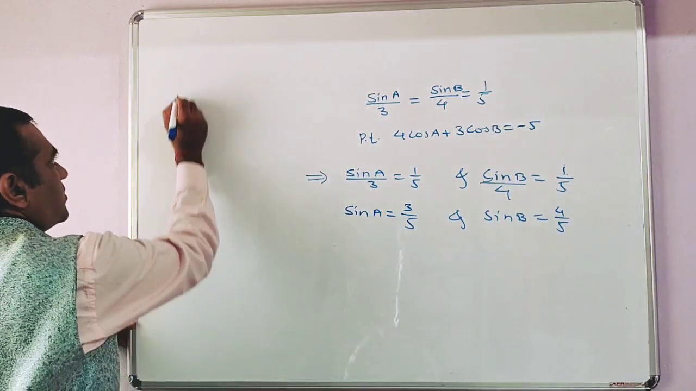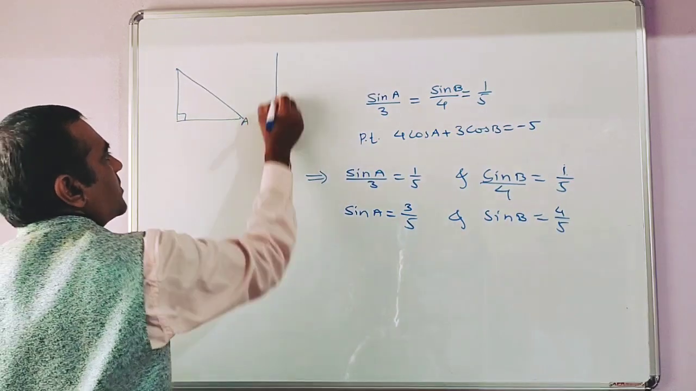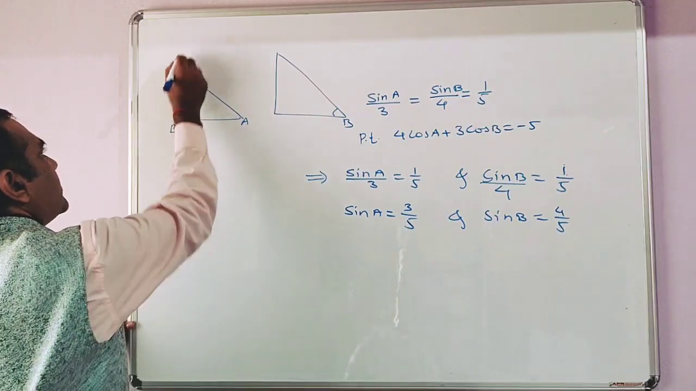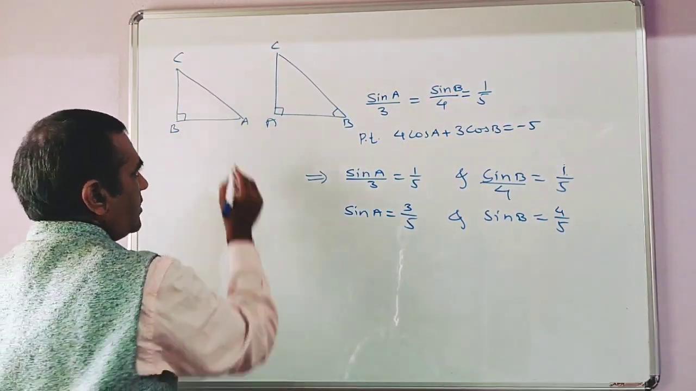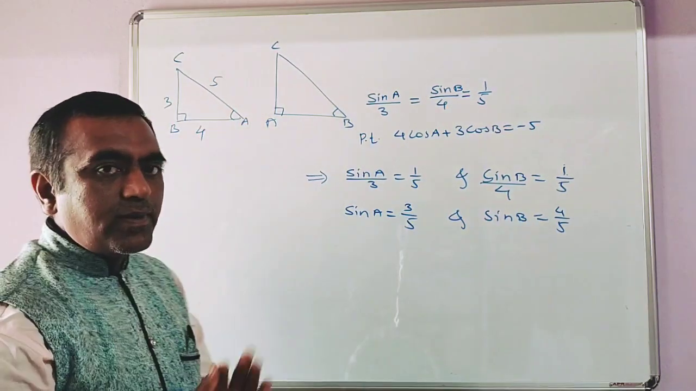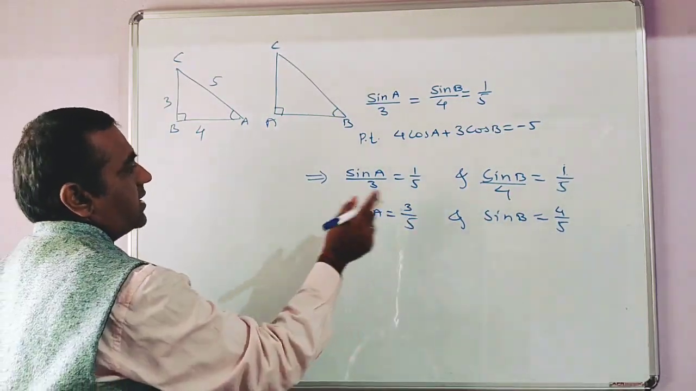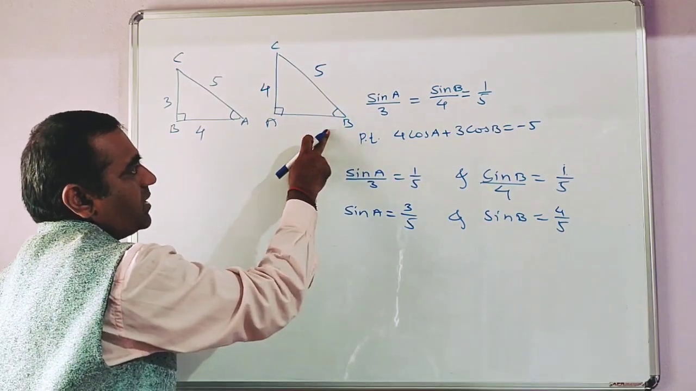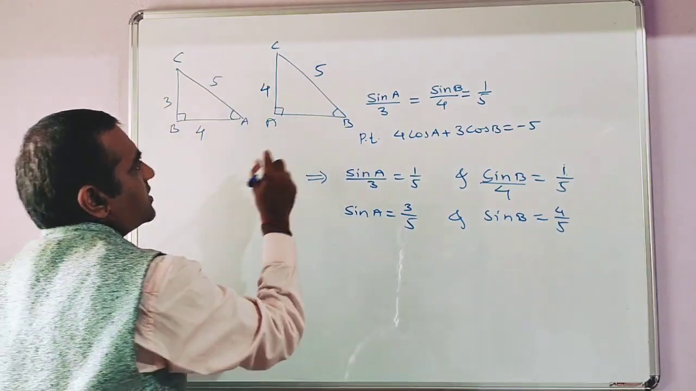There are two different angles. Similarly for A and for B, triangle ABC. For A there is 3, 5. You know the Pythagorean triplet 3, 4, 5. Similarly here 4 by 5. Why? Because sin B is opposite upon hypotenuse. Similarly sin A is 3 by 5, opposite upon hypotenuse.